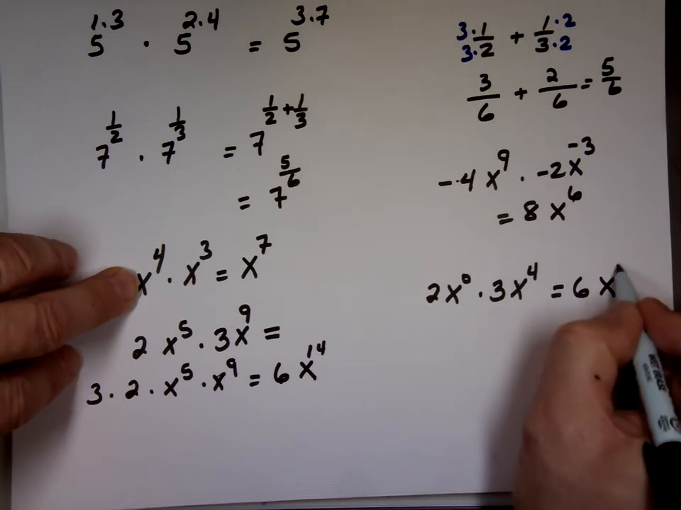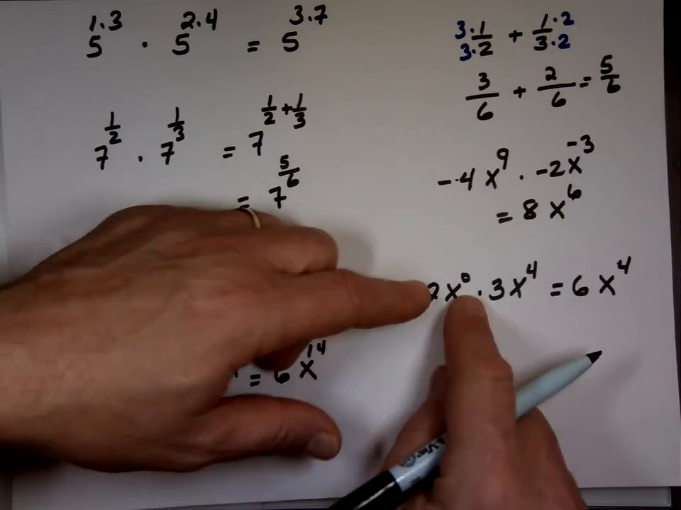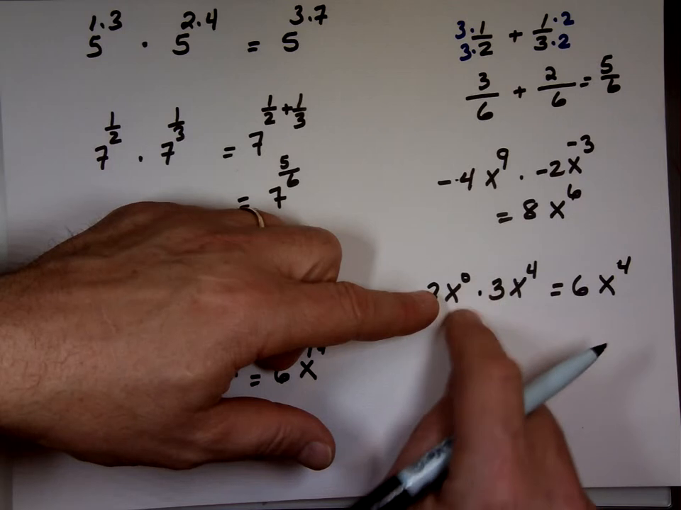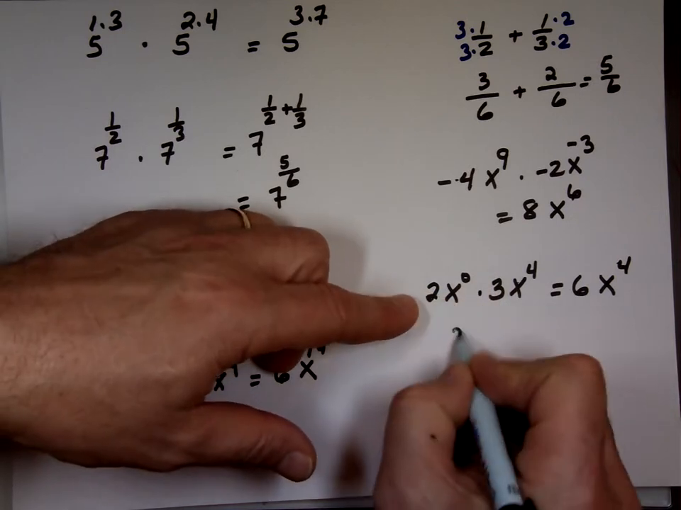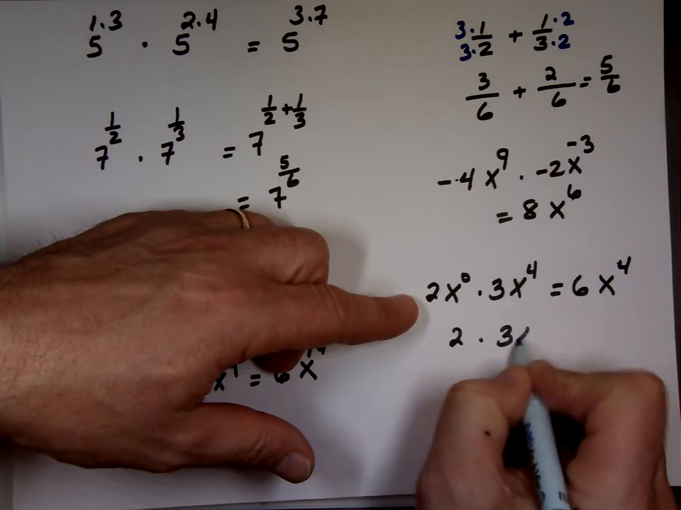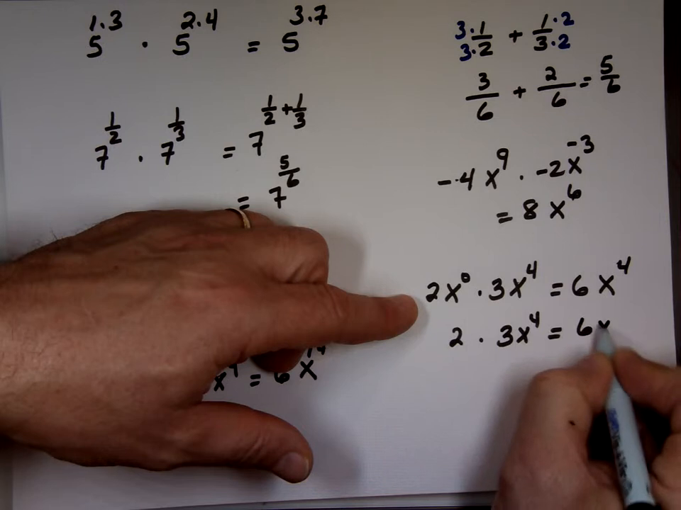4. I have to admit, I wasn't thinking along those lines. I was in my head looking at this, 2x to the 0. X to the 0 is what? 1. 2 times 1? 2. So I would have done 2 times 3x to the 4th, and the answer is still going to be 6x to the 4th. But I like your way actually better.